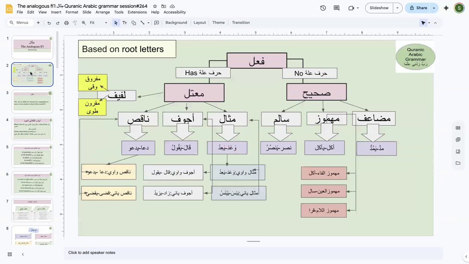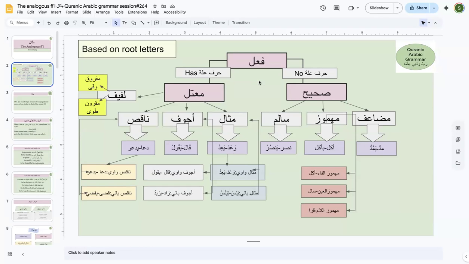When I show you a fail and the different types of fail based on the root letter, which fail is going to be called misal? Can somebody remind me? Weak letter, first letter should be weak, right? The faul kalima must be a weak letter for a fail to be called misal. Which kalima has to be a weak letter? Faul kalima has to be a weak letter for a fail to be called misal.